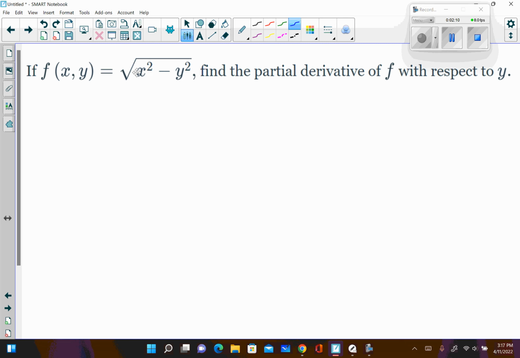Here's f, a function of x and y. It can be rewritten like this. F is a function of x and y. Instead of the square root sign, we can put x squared minus y squared in parentheses, raised to the 1/2.